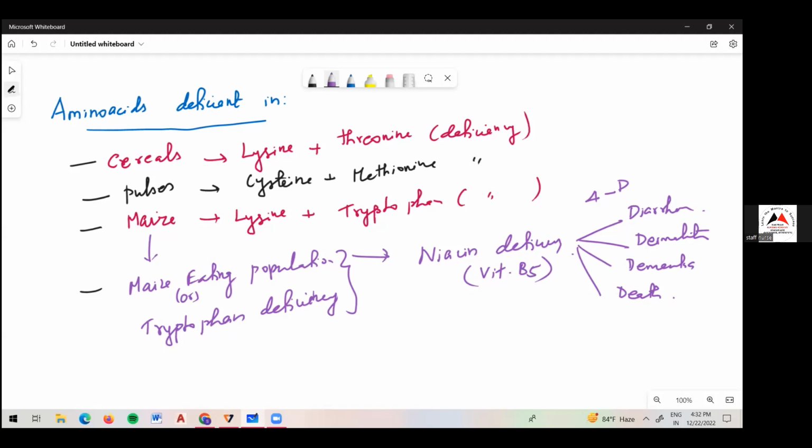Okay, which micronutrient helps in insulin secretion? This is a repeated question. Number one is zinc. Number two is chromium.